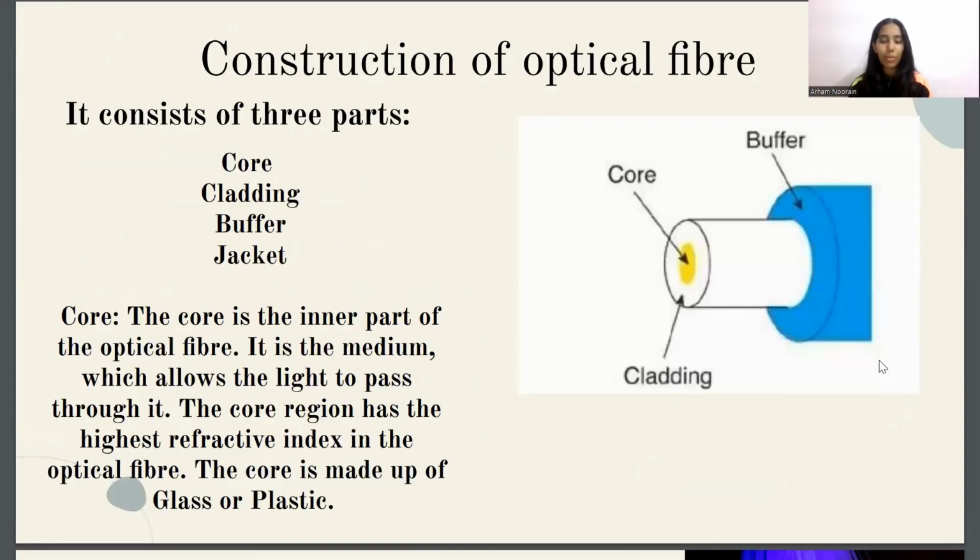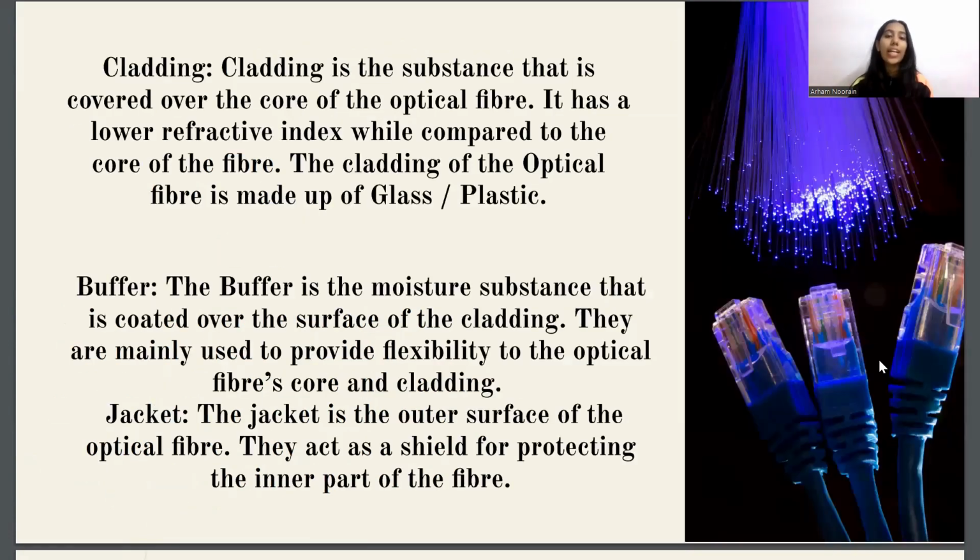Construction of optical fiber. It consists of mainly three parts, that is core, cladding and buffer. It is also called as buffer protection or jacket protection. Core. Core is the inner part of the optical fiber. It is the medium which allows the light to pass through it. The core region has the highest refractive index, and in the optical fiber, the core is made up of glass or plastic. Cladding. Cladding is around the core.